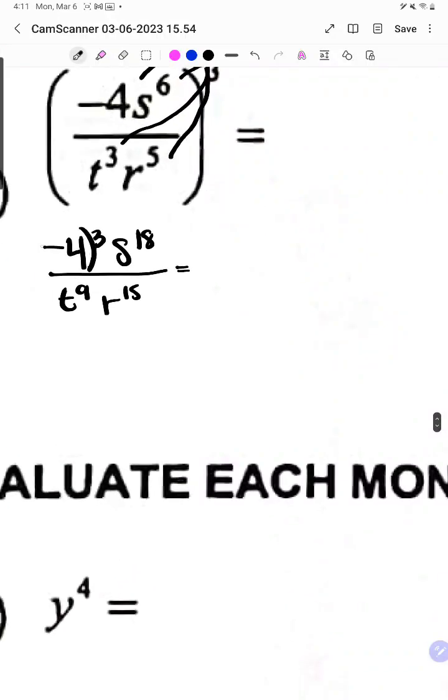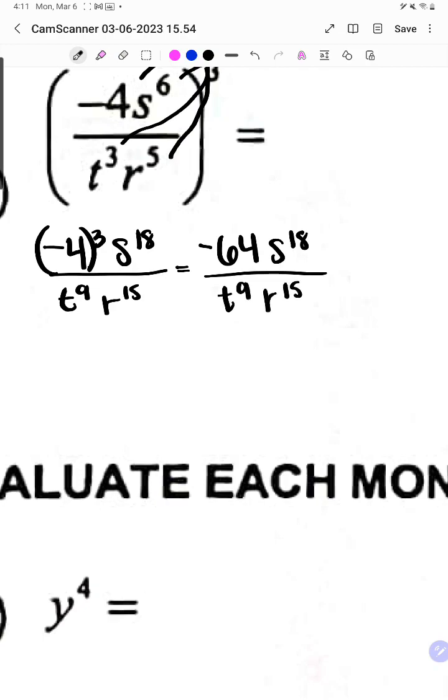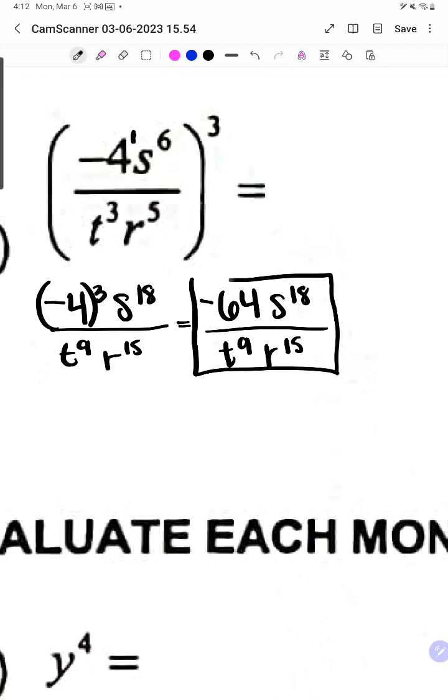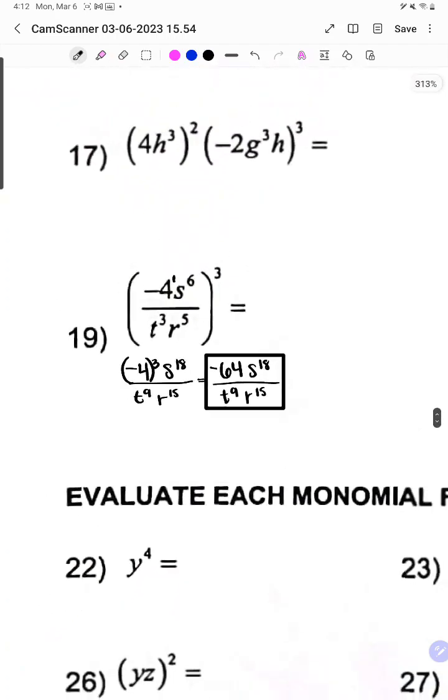-4 to the third is going to be -64. S to the 18th, t to the 9th, r to the 15th. So we multiplied this 3 times every exponent, and this -4 has an understood exponent of 1. Now, there are no like terms here, so we're just going to leave it as this.